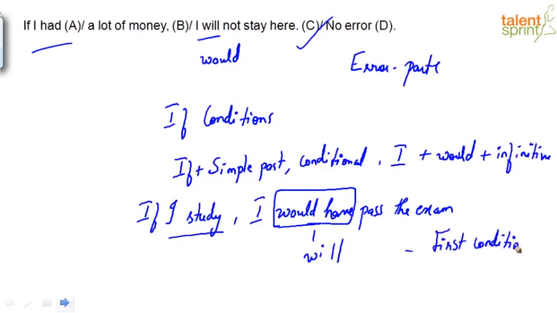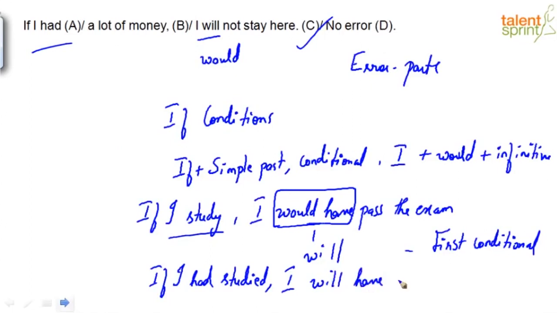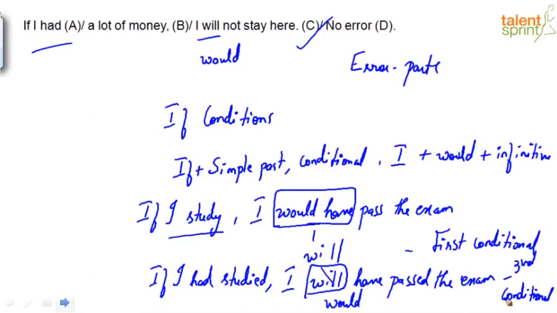So any errors pertaining to if conditionals, you need to be thorough with. If I had studied, third conditional, I will have passed the exam. You immediately know this is incorrect. It has to be would have passed. This is the third conditional. So you just need to be able to use them according to the context and which conditional it is. First, second, third. So that's your rule number 15, if conditionals. You need to be familiar with all the rules pertaining to if conditionals.